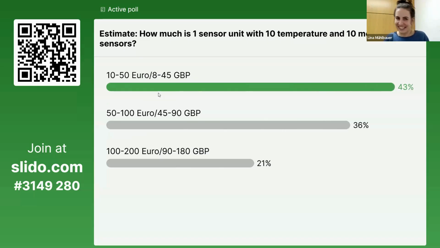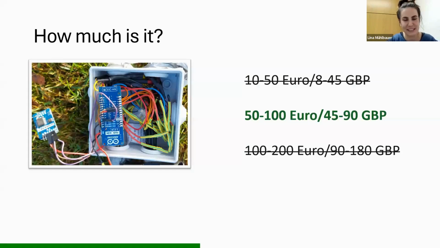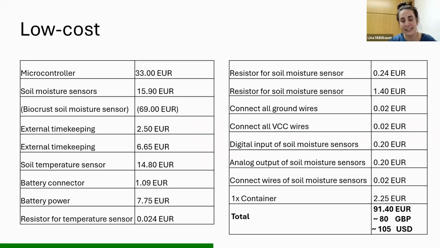It is really, really cheap, although actually a little bit more expensive than some guessed. One of these units is option number 2, between 50 and 100 euros. It is actually 91 euros in total. That's a little list of all of the components, and it's of course only the components. It's not the work you need to do to get all of that together.